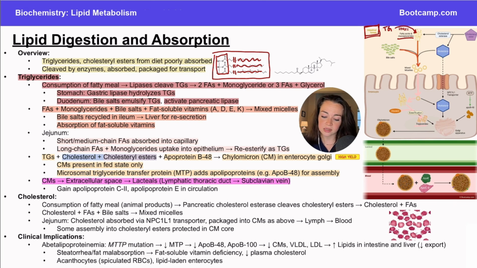So now we've got these chylomicrons packaged up with triglycerides and cholesterol esters floating around in the bloodstream. And there in the bloodstream, they're going to gain two more apolipoprotein surface proteins. Those are going to be ApoC2 and ApoE. For now, just understand that they pick up two more surface markers once they're in the blood.